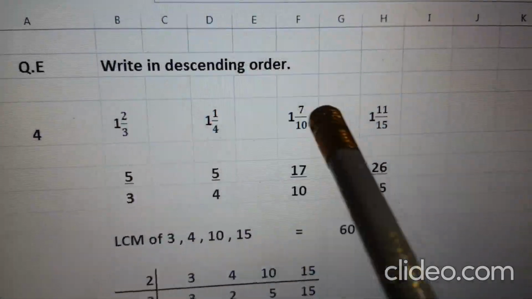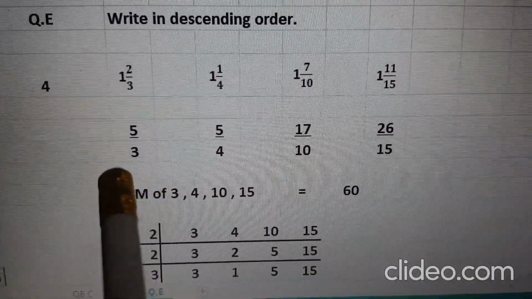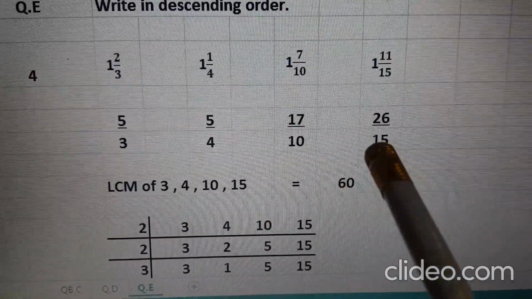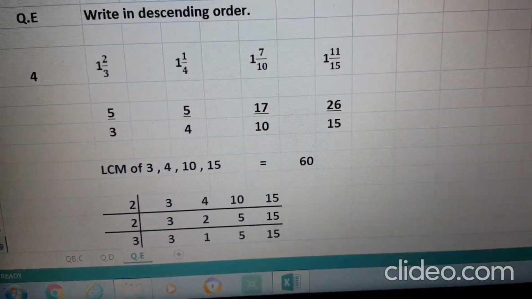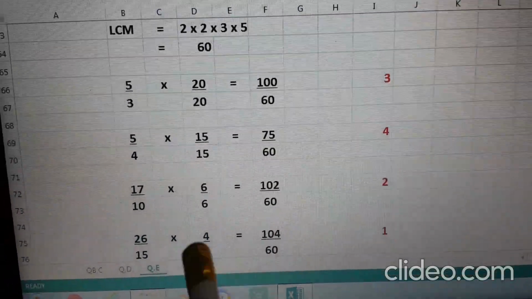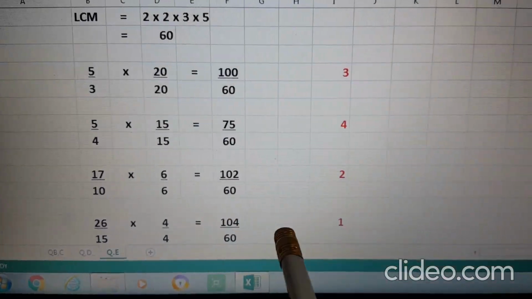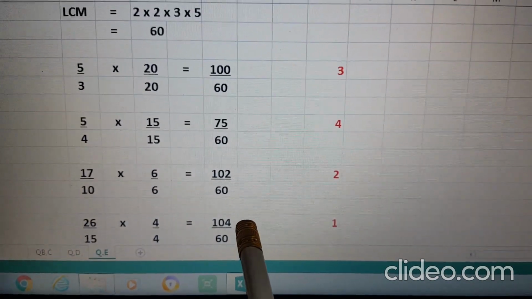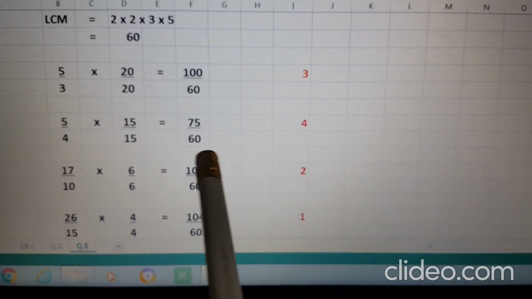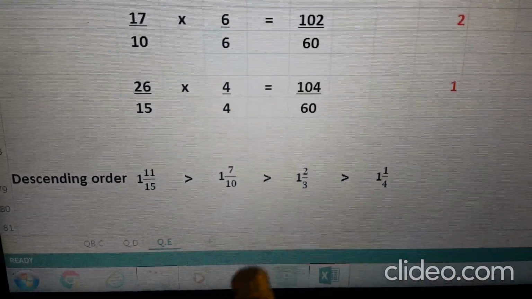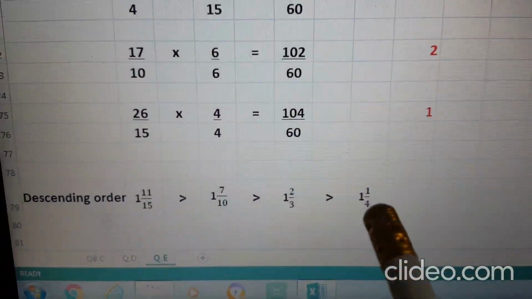Now the question is write in descending order. And the fourth part, mixed fractions are given. The first step is you have to convert into improper fractions. As denominators are different, you will take the LCM of the denominators. You have got 60. Now make equivalent fractions with denominator as the LCM, that is 60. Then arrange in descending order. The greatest numerator is 104, then 102, then 100, then 75. Then you will arrange the corresponding fractions in descending order. In the same way you will do all parts.